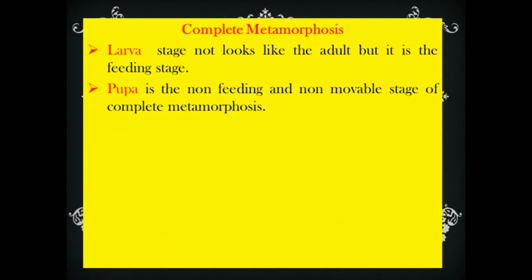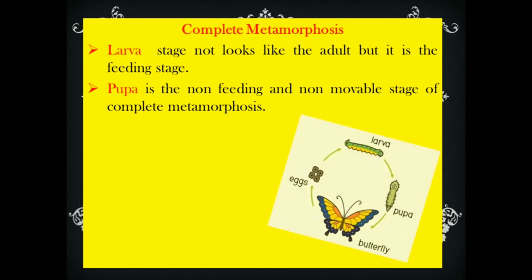So within this stage, there are larva and pupa stages. The larva stage does not look like the adult, completely not like the adult, but it is a feeding stage, a movable stage. It can feed. But when we come to pupa, after the larva changed into pupa, the pupa will not move and will not feed, but finally it will develop into an adult.